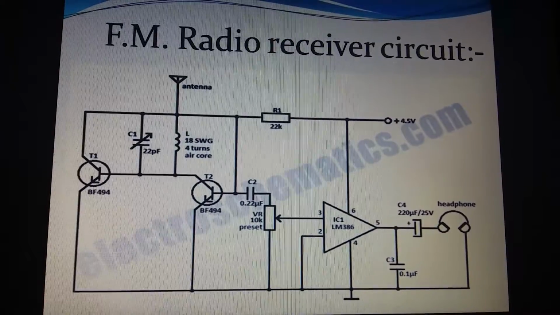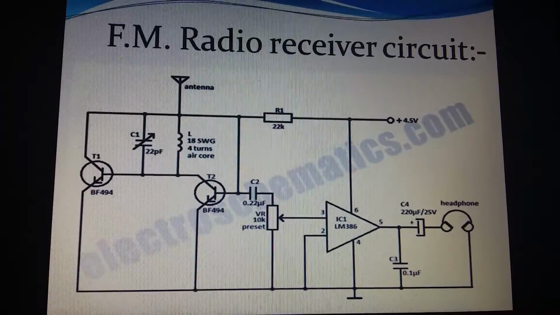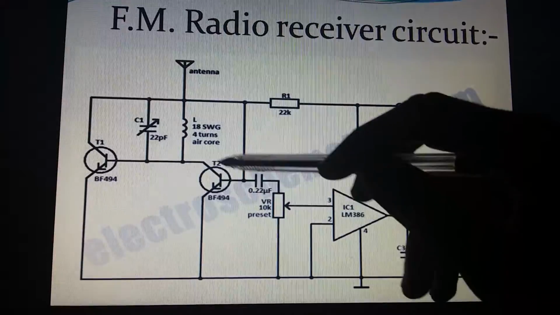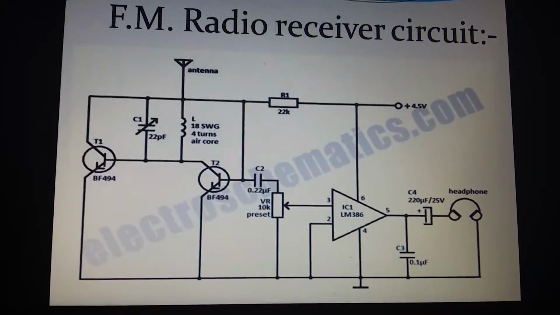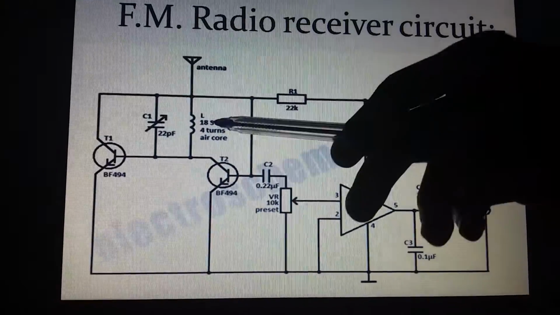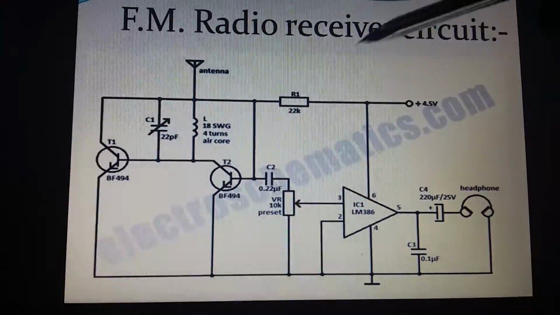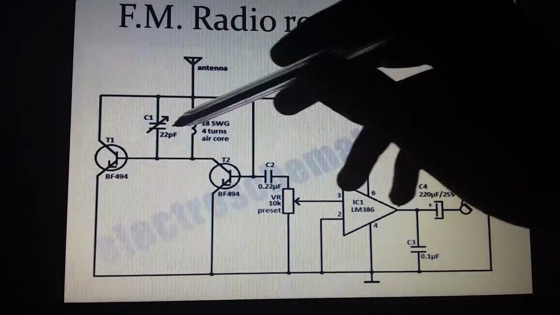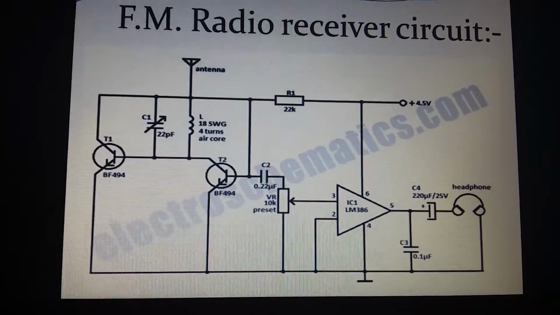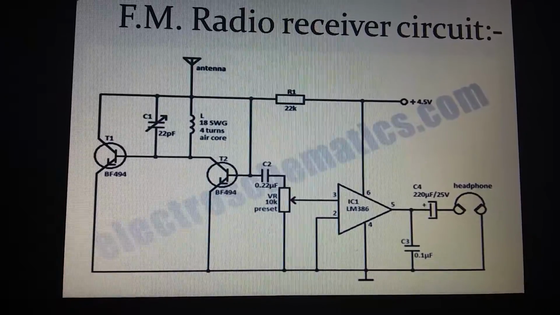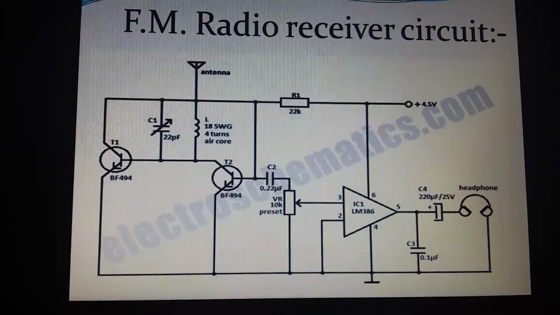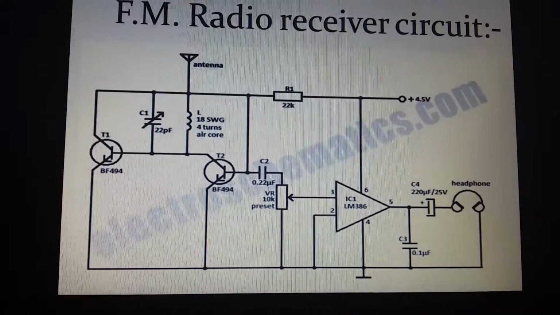FM radio receiver circuit. The FM radio section has two RF transistors, T1 and T2, to detect the frequency modulated signals. Coil L and the trimmer capacitor form the tuner tank circuit to tune the receiver to the best FM station with strong signals. The signals are capacitor coupled through C2.